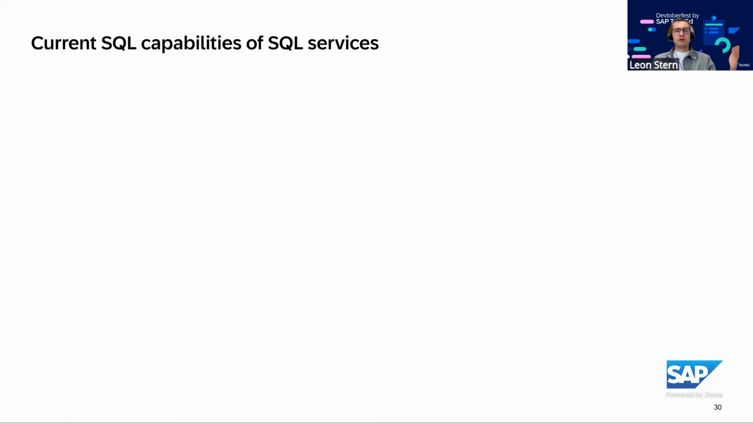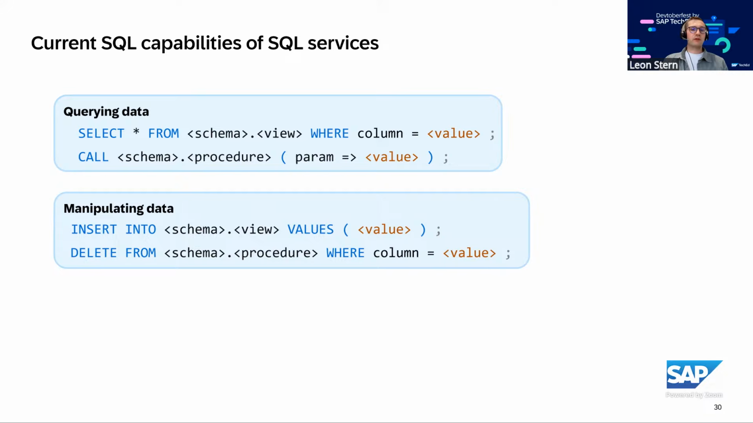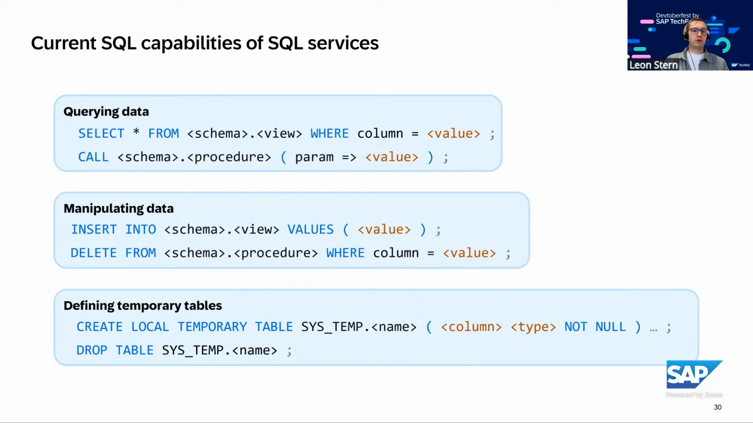Okay, what's missing now to access the data? Sure, we need some SQL statements. To give you an overview of the current capabilities, I listed them on this slide. They are basically select and call for retrieving data, insert and delete for adding or removing records, and we support the creation and dropping of temporary tables, which can be used for table input parameters in call statements. We will see this in a moment.